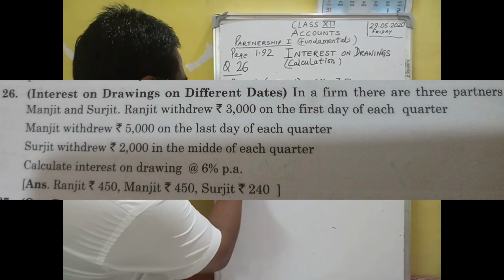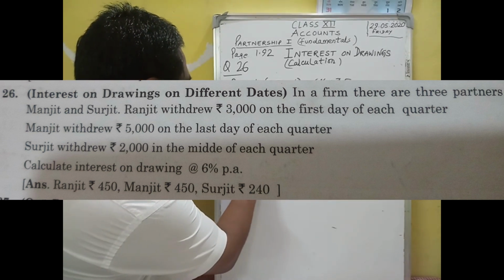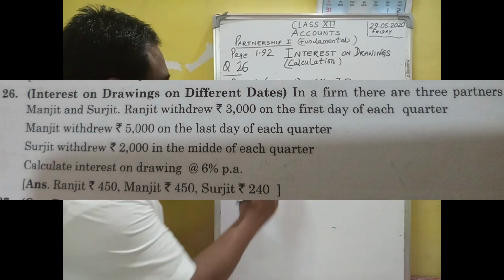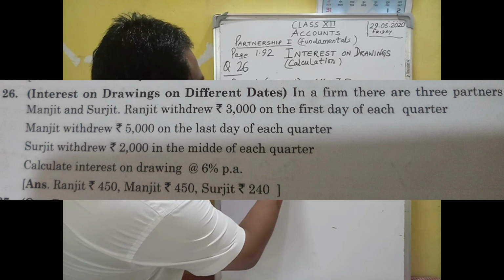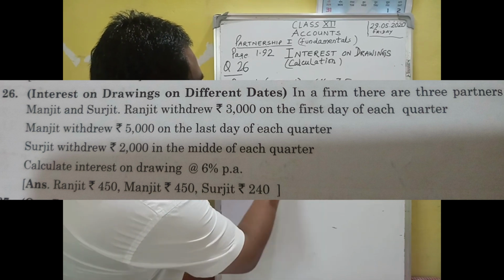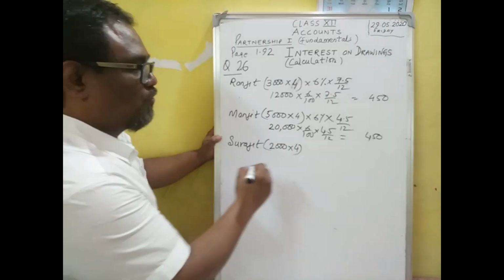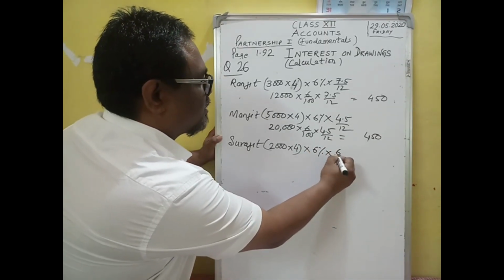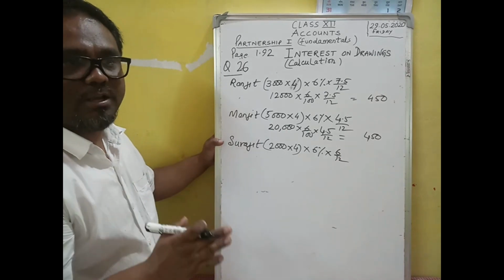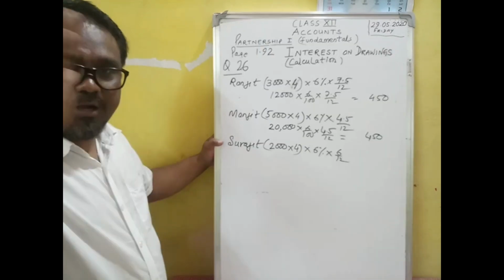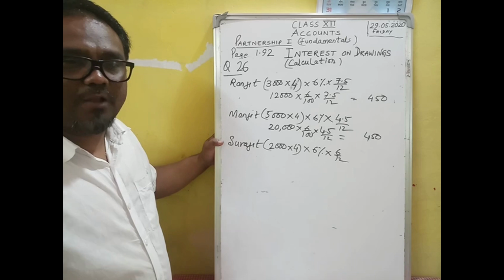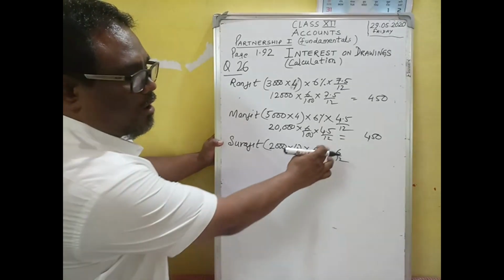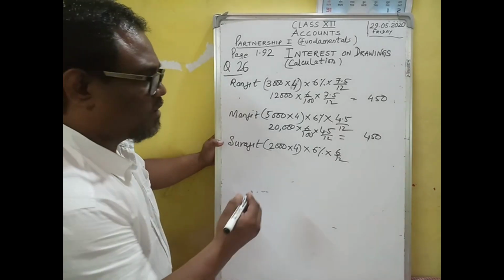Now Surajit withdrew 2,000 in the middle of each month, middle of each quarter. 2,000 into 4 quarters, there are 4 quarters. Rate of interest is 6%, so 6 by 12. In the middle of each quarter means the middle of 3 months, again the middle of 3 months, so we have to assume it for 6 months.